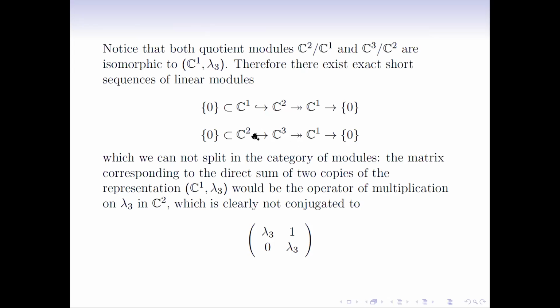And this sequence cannot be split in the category of modules. For instance, if it were split, then the matrix must act diagonally, like lambda 3 on the first summand and lambda 3 on the second one. But we know that the Jordan normal form is different. So it cannot be split into a direct sum of submodules. So this module C^2 is not semi-simple.